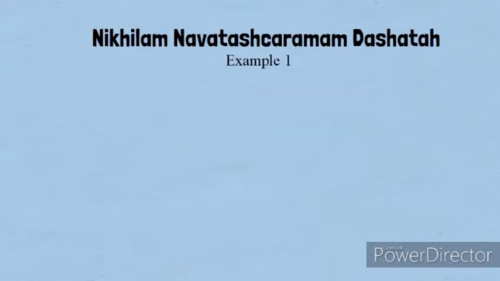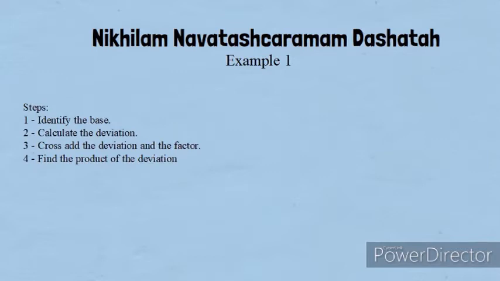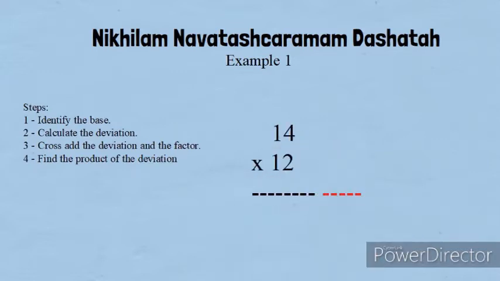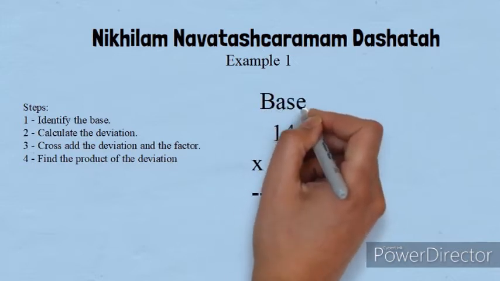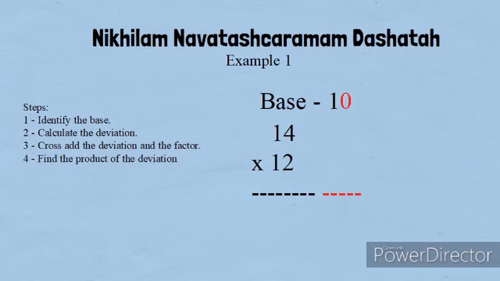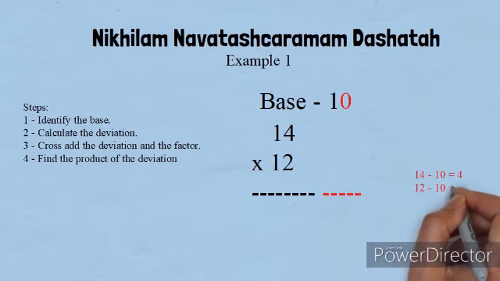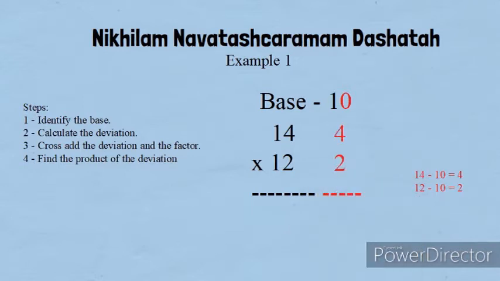Example 1. 14 times 12. Step 1. Identify the base. The closest base to both factors is 10. Step 2. Calculate the deviation. 14 minus 10 is 4 and 12 minus 10 is 2. 4 and 2 are both the deviations.